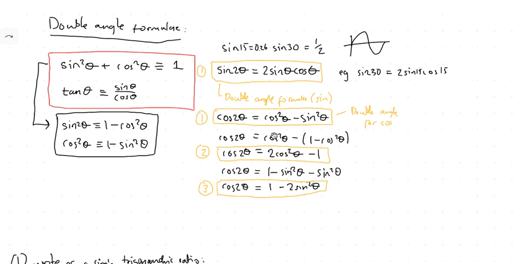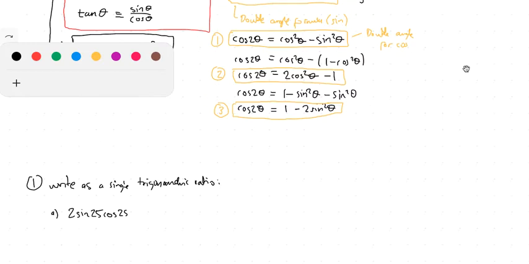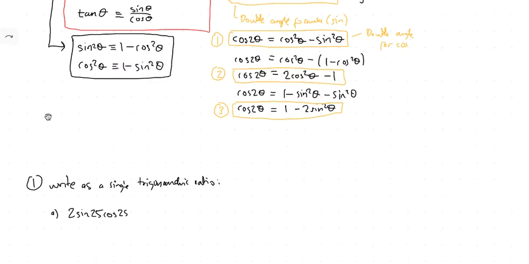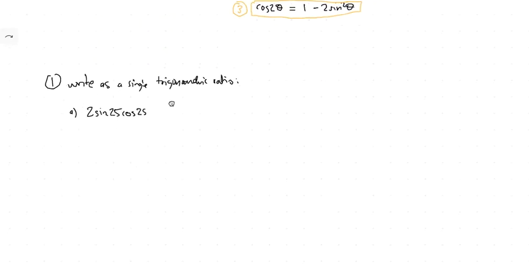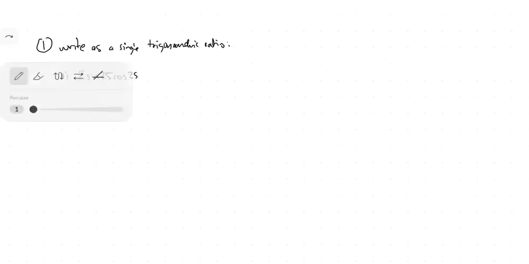Hi everyone. So we just got to talking about the double angle formulas, and here are some examples of how they can be used. So here's the first one: write as a single trigonometric ratio. And what that means is we don't want it to have a sine and a cos or anything else. We just want it to be a sine or a cos, basically.